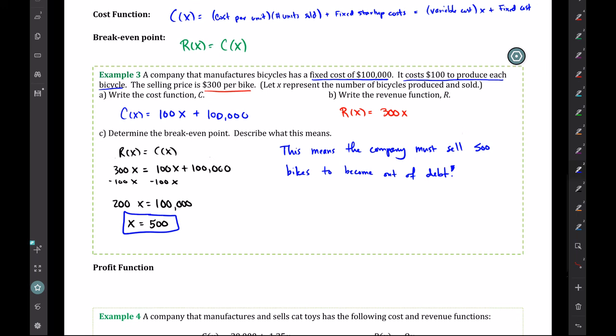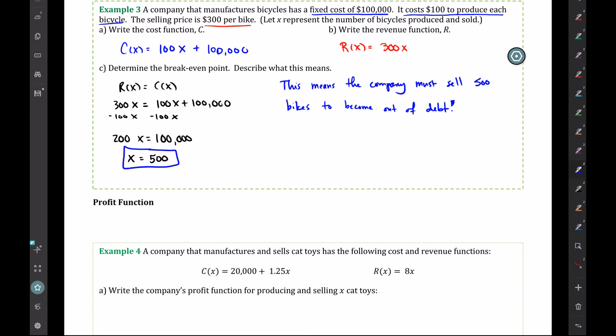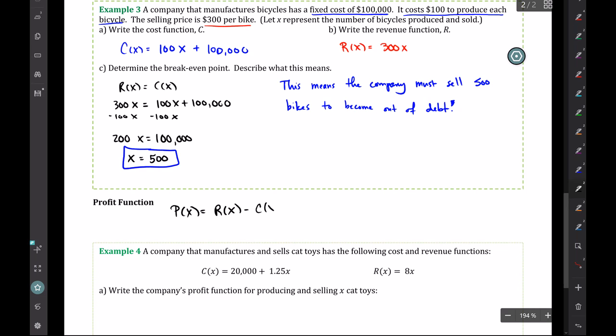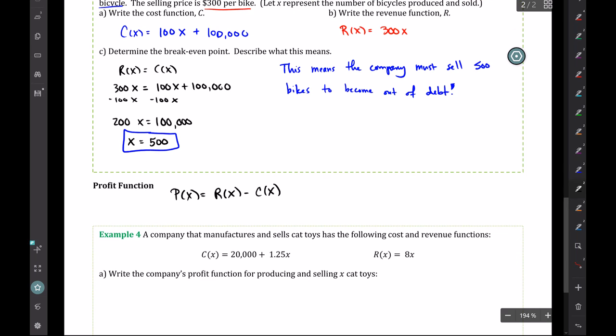Okay. Now, another thing that we should look at is the profit function. So revenue is how much money you bring in. Profit is the amount of money you bring in minus your costs. So it's revenue minus costs, always. So for any business application, you should just know that profit is revenue minus costs.